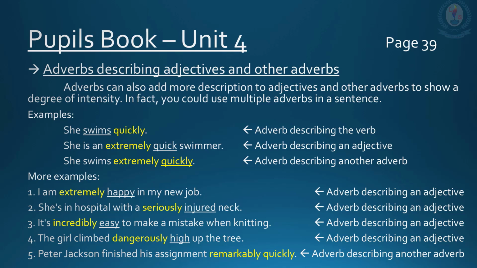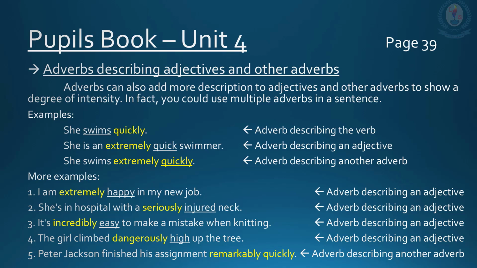She swims quickly. Here the adverb is describing the verb swims. Okay. So I've given an arrow in front of each sentence and I'm telling you what to focus on. In that first sentence, it says she swims quickly, and swims is the verb, and the adverb is further describing the action. In the second sentence, she is an extremely quick swimmer. Here we have an adjective quick, and we are using the adverb in order to describe the adjective. So you can simply say she is a quick swimmer, but you can add an adverb in order to describe the adjective and say she is an extremely quick swimmer.